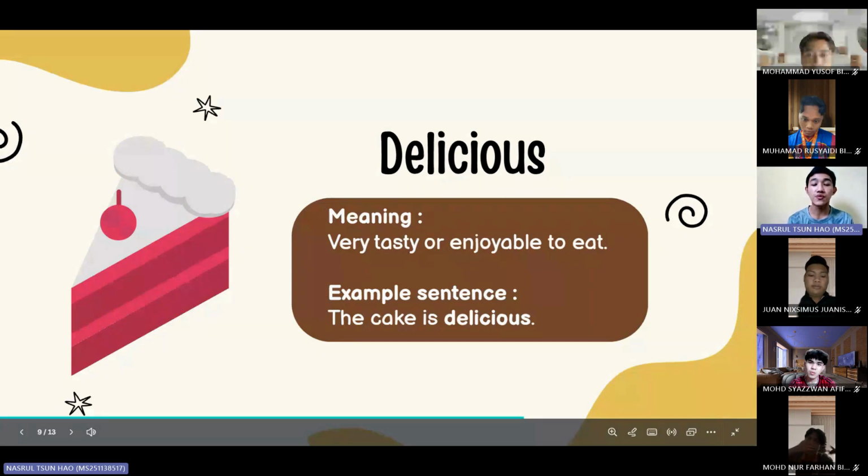Delicious means something that is very tasty and enjoyable to eat. And the example sentence is, the cake is delicious. I will ask the whole class to repeat word after me and everyone say.